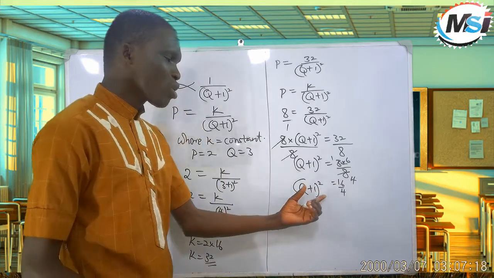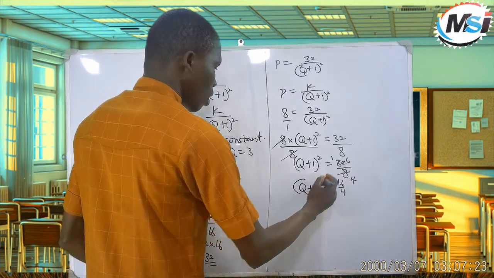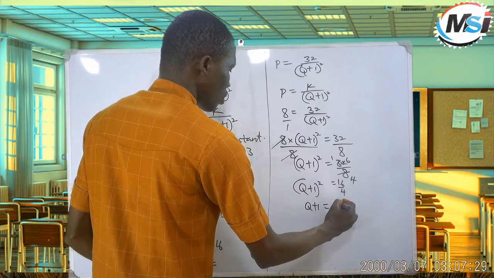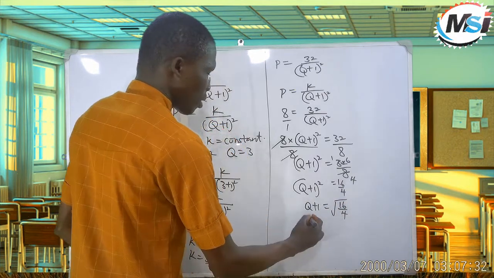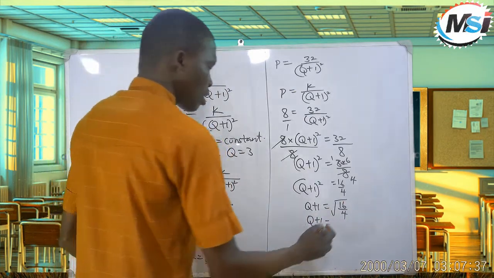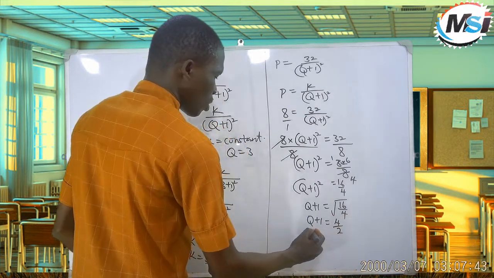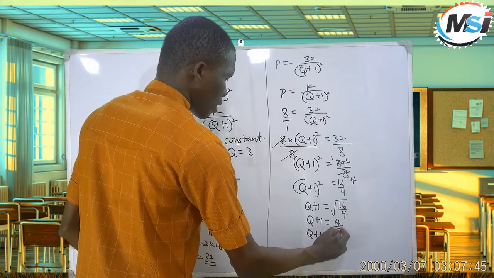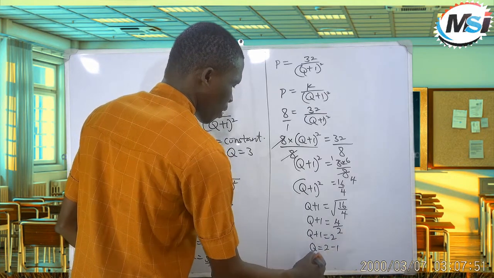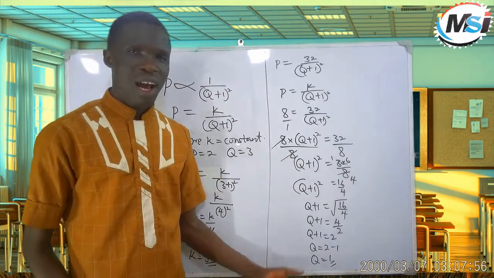Now to remove this square, you find the square root of both sides, and that will give us Q plus 1 equals square root of 16 over 4. So Q plus 1: square root of 16 is 4, and square root of 4 is 2. So Q plus 1, 4 divided by 2 will give us 2. So Q will give us 2 minus 1, and Q will give us 1. So this will be the value of Q. I believe you understand that.